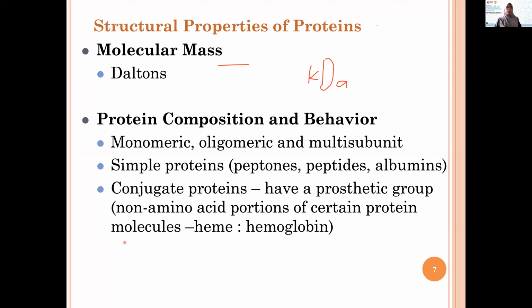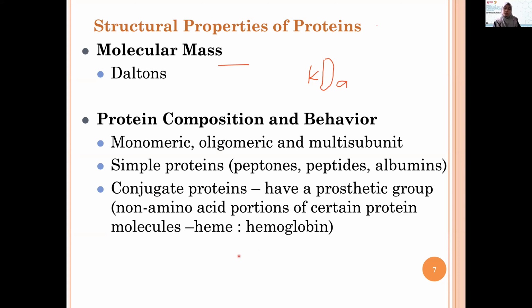So, protein composition and behavior. Either it is monomeric, oligomeric, or multi-subunit. So subunit is also similar to the arrangement of the protein just now. Either it is 1 subunit, 2 subunits, or 3 subunits. Okay, so simple protein, peptone, peptide, albumin. Conjugate protein, we have also prosthetic group, non-amino acid portion, like hemoglobin.